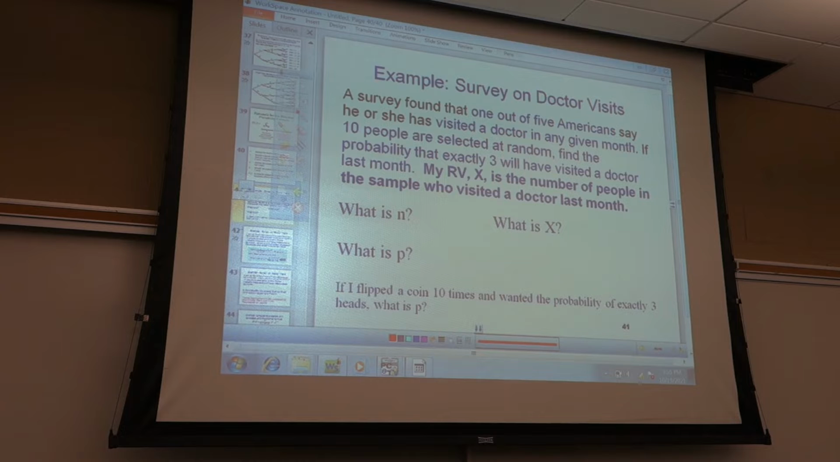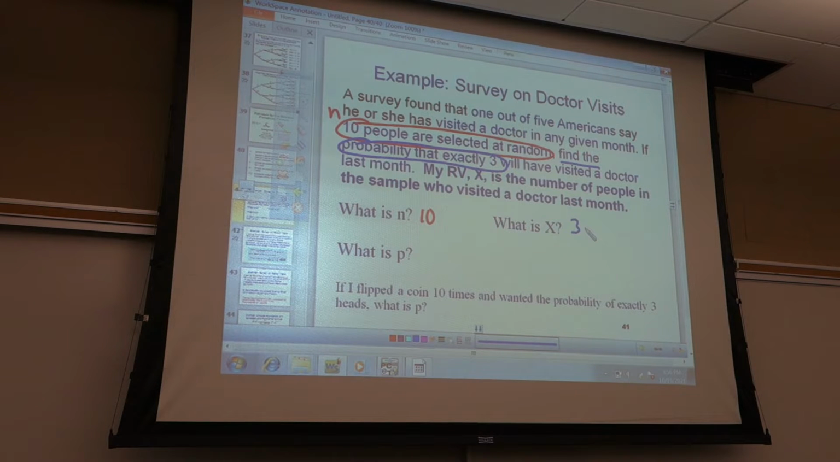All right, so Seth, what's my N? 10. 10 people are selected at random. That's my N. Okay. Ina, what's my X? How many successes do I want? That's the probability you're trying to find. You're trying to find the probability of exactly 3. All right, so I want exactly 3 successes. That's the probability I'm trying to find.